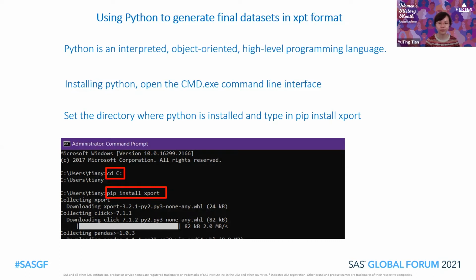programming outputs. As said here, after we install Python, we should open the cmd.exe command line interface, then set the directory where Python is installed, and type in pip install xport, as shown below. We put the red box to emphasize that part. You can follow this process and create your own Python file. Next slide, please.